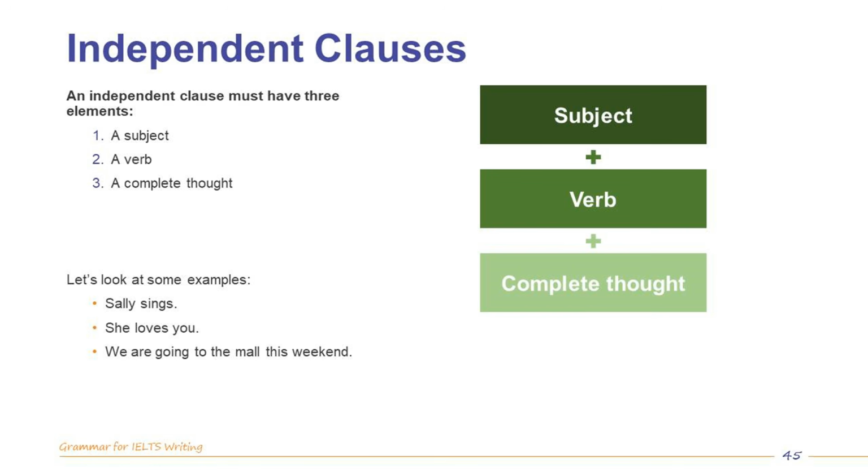Sally sings. She loves you. We are going to the mall this weekend. In the first example, there are only two words. This is a little unusual, but it goes to show that an independent clause can consist of nothing more than the subject and verb, and yet contain a complete thought. Nothing else is needed. If I told you Sally sings, you may have extra questions, but you get my meaning.